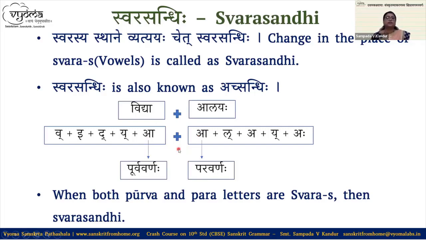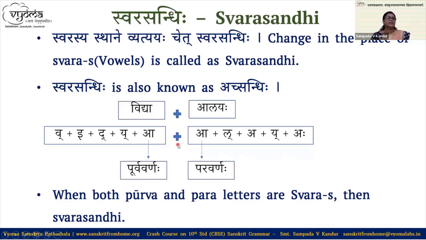Vidyalayah. Okay. So this is Purva Varnaha and this is Paravarnaha. Purva Varnaha is part of Purvapada, but it is the last Varna of Purvapada. Paravarnaha is part of Uttarapada, but it is the first part of Uttarapada. So why is it given Purva and Para? Because it is with respect to the plus sign. So before the plus sign is Purva, after the plus sign is Para.